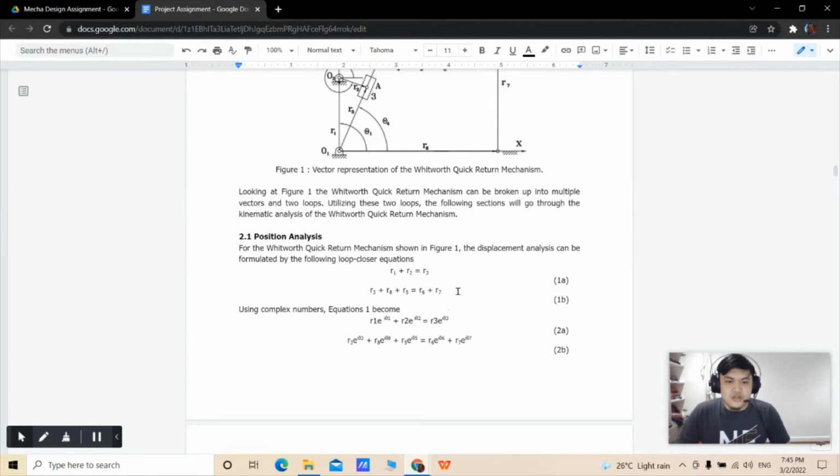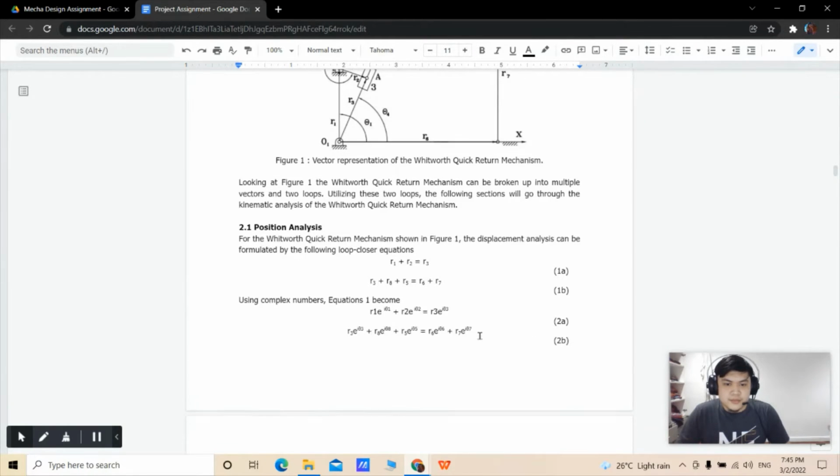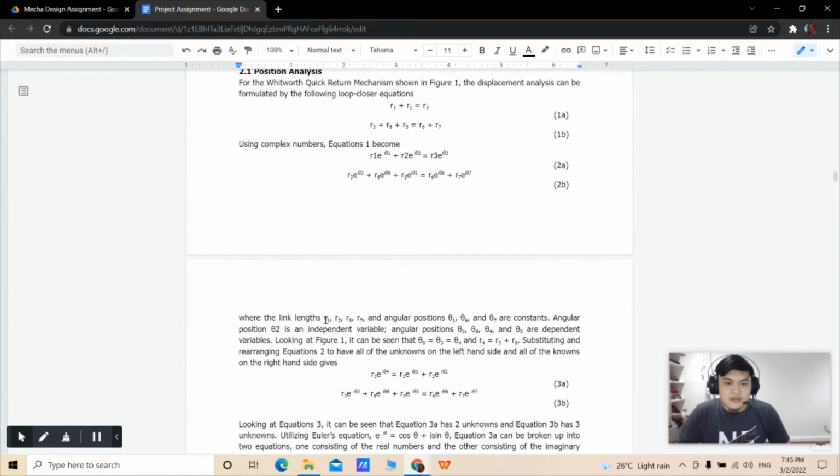For the Whitworth quick return mechanism shown in figure 1, the displacement analysis can be formulated by the following loop closure equations written here as 1a and 1b, which are related to the length of the members. Using complex numbers, equation 1 becomes what is written here as 2a and 2b, where the link lengths R1, R2, R5, and R7, and the angular positions theta 1, theta 6, and theta 7 are constant.